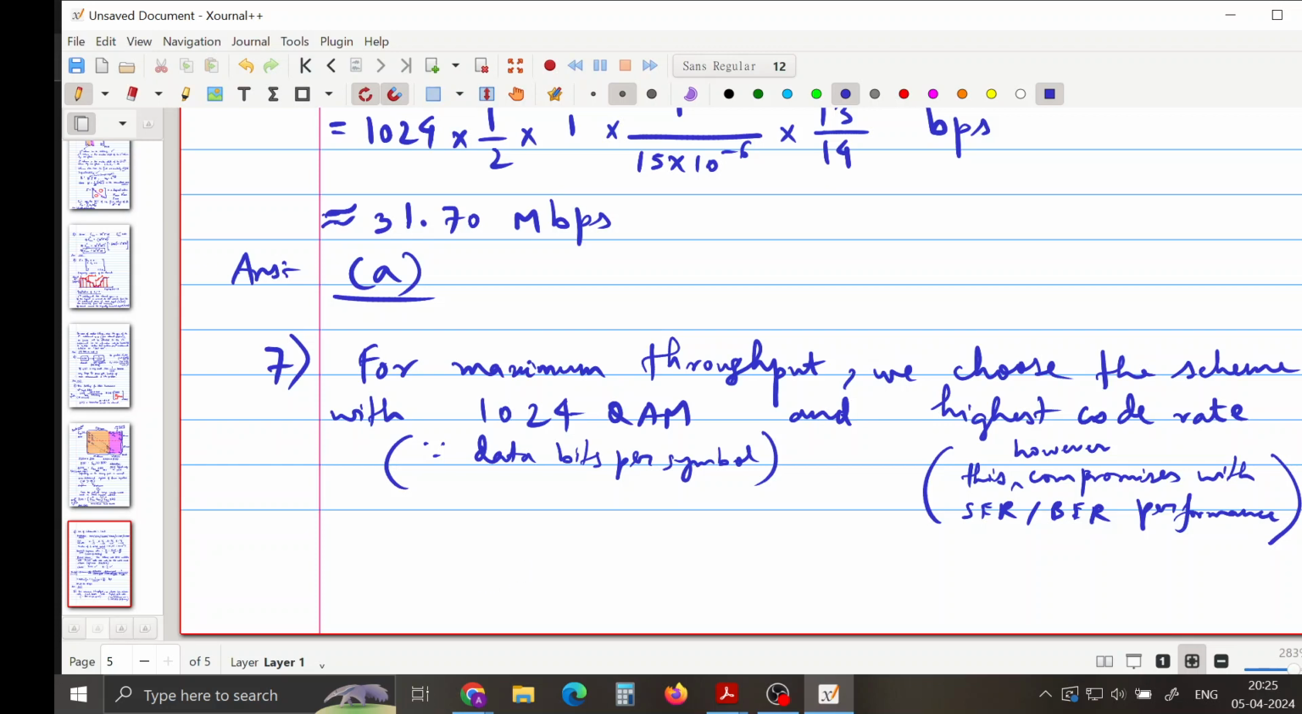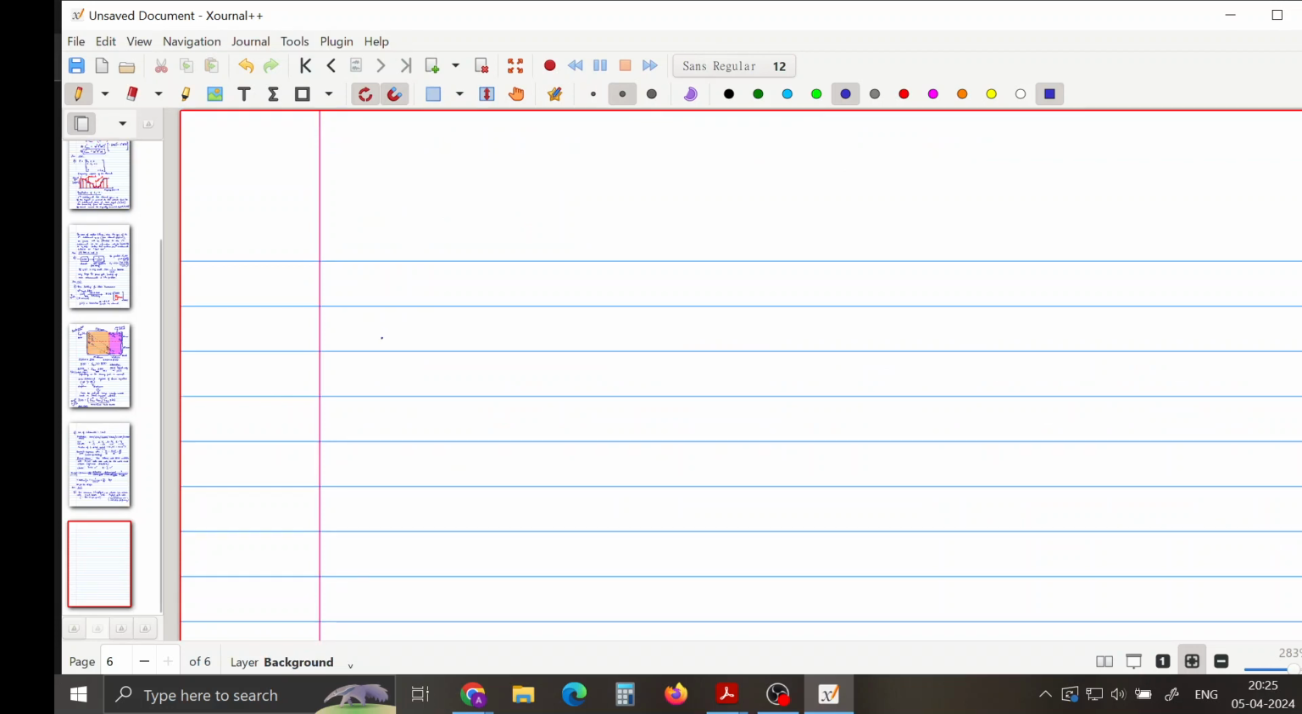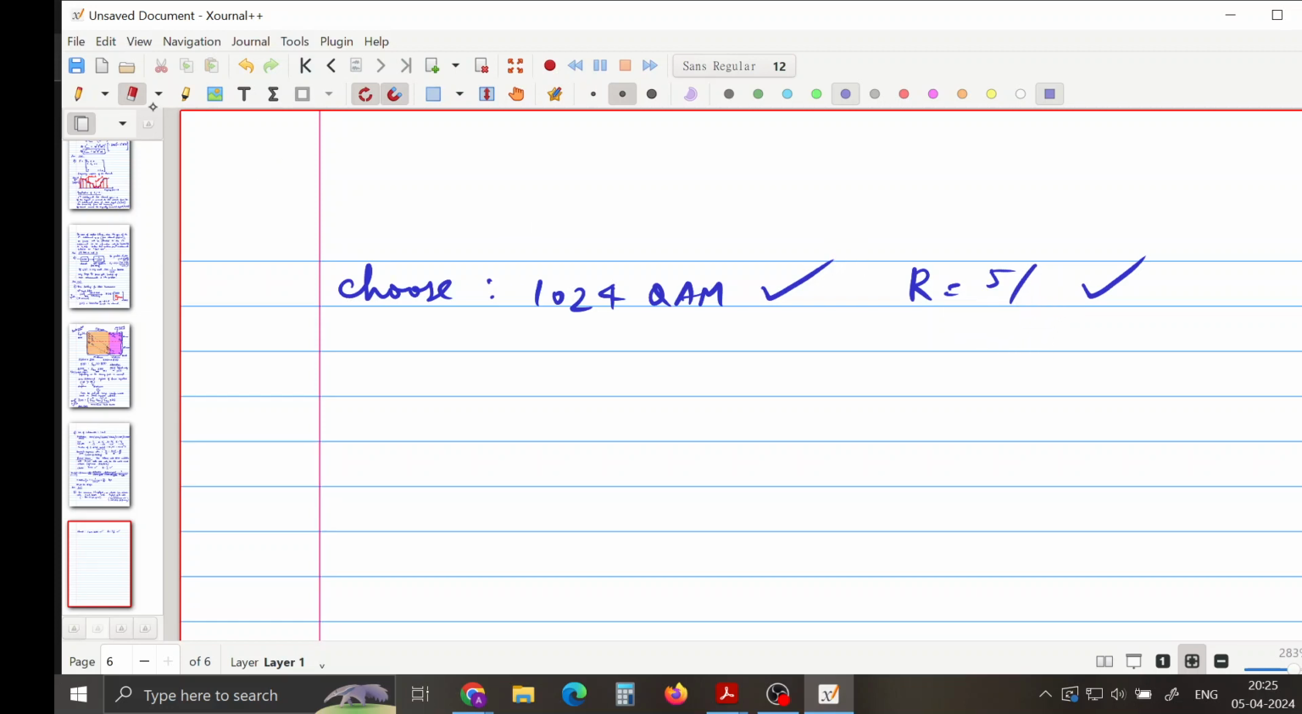Now we'll go to the next page. So 1024 QAM, that's what you choose, and we also choose the code with maximum rate, which is 5/6. So throughput in this case, again using the same formula, just the values would be different, we will obtain maximum throughput.